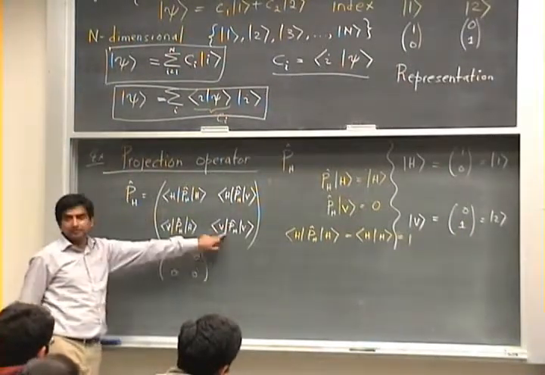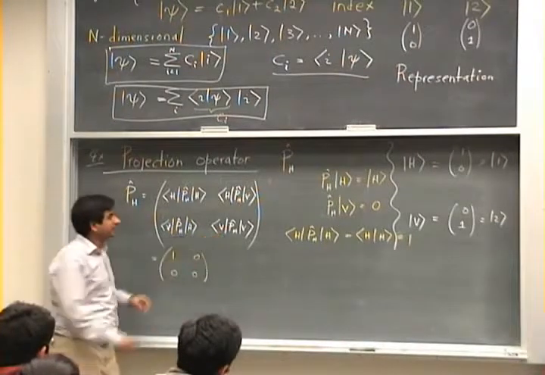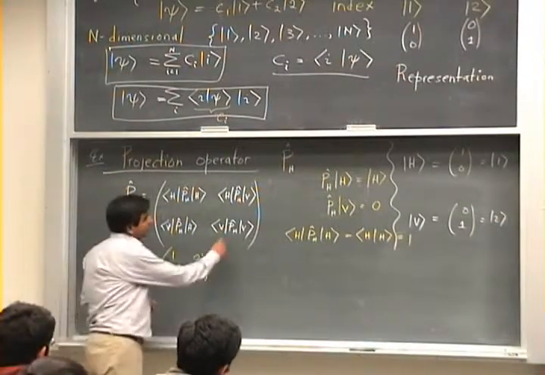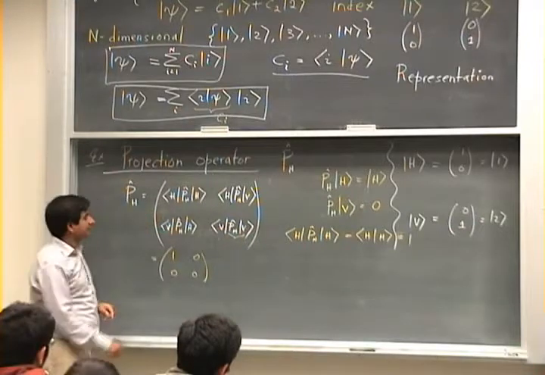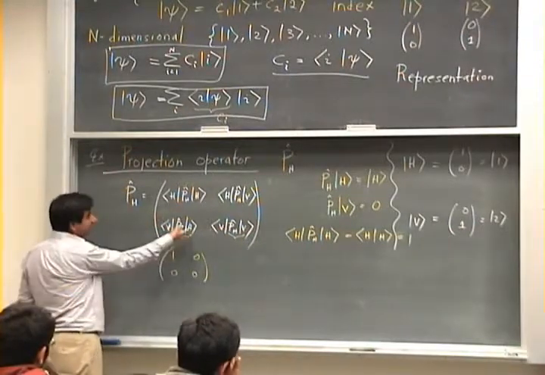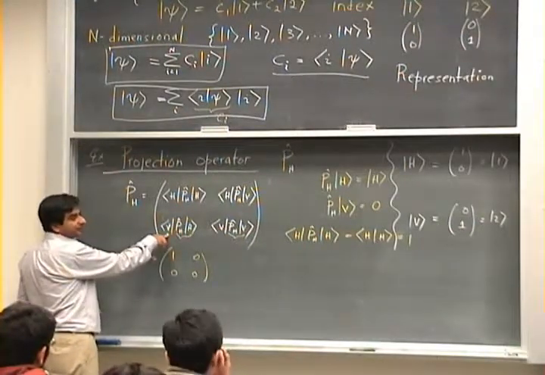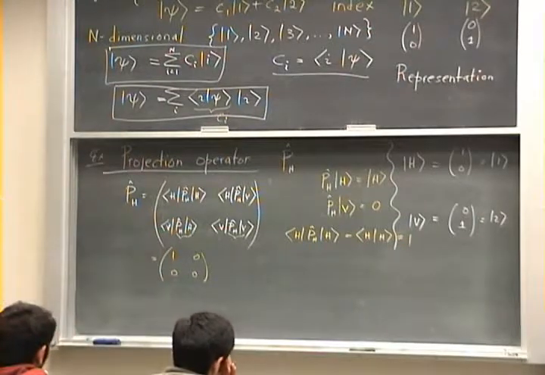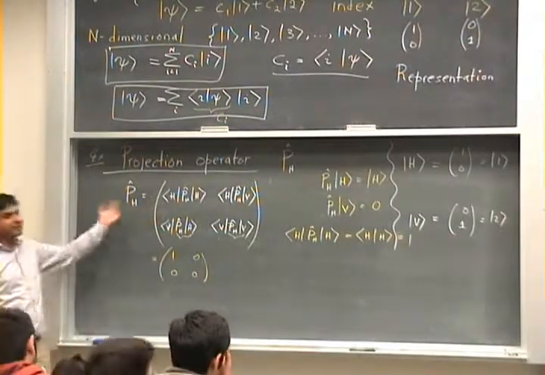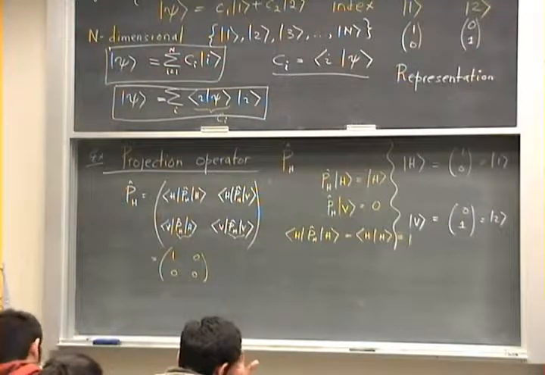Which one? This one? Right? PH acting on V gives you 0. PH acting on H gives you 1, but its overlap with V is 0. So this is the matrix representation of the projection operator.